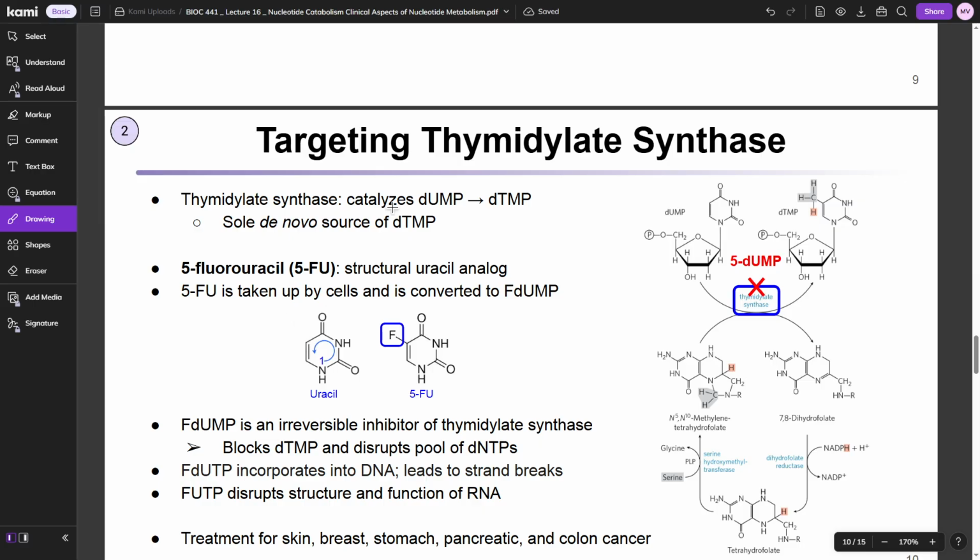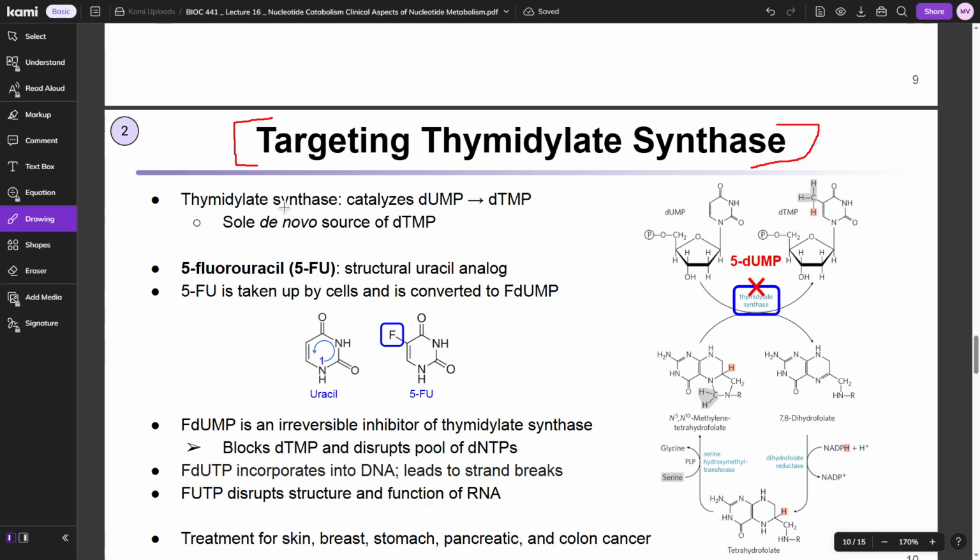So here is an example of that, targeting thymidylate synthase. Thymidylate synthase is the one that makes dTTP. Thymine, obviously, if you don't have a dividing cell, is not very useful. But if you have a dividing cell, it's very necessary. So cancer cells, we can target them through drugs like this.